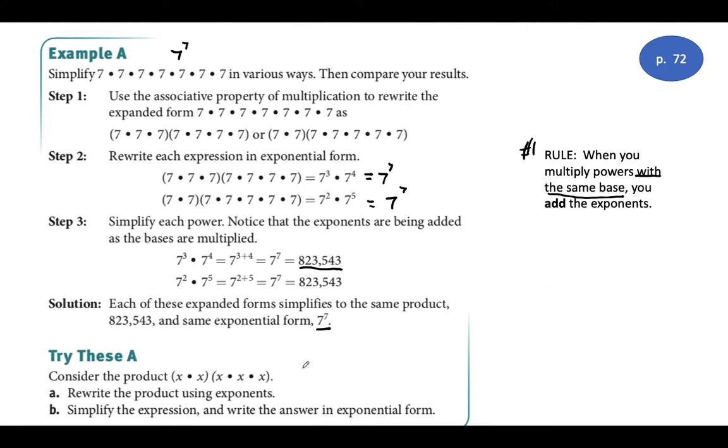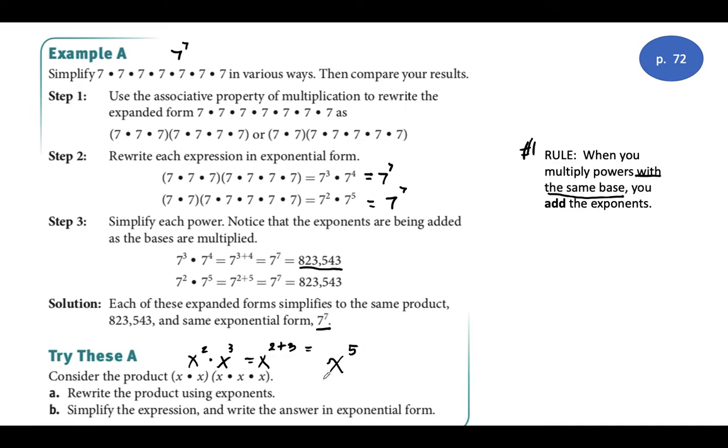And here we have an example. So we have x times x, which I could write as x squared, times x times x times x, which I could write as x cubed. Well, I could count them, 1, 2, 3, 4, 5, or I could add the exponents together. 2 plus 3 gives me 5. So this is x to the 5th power.